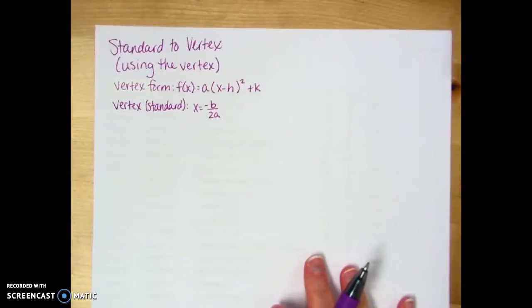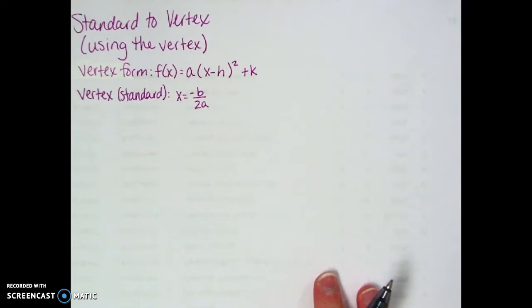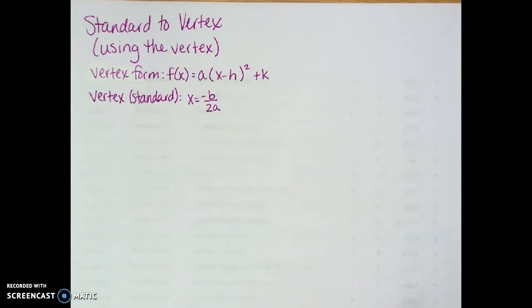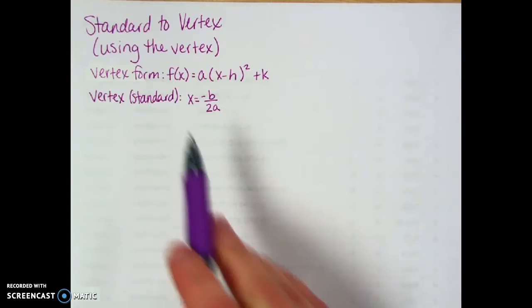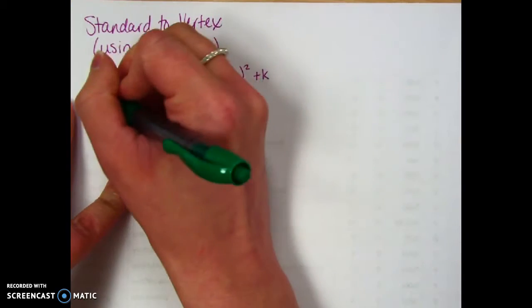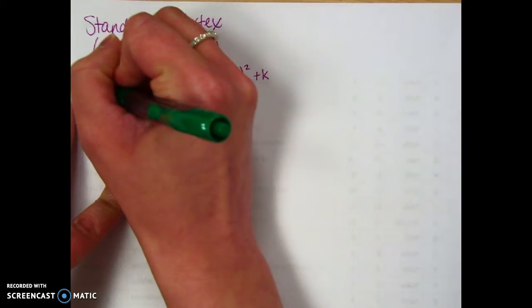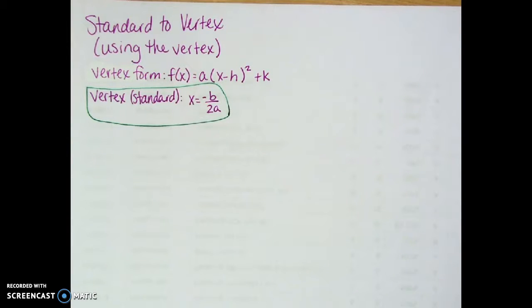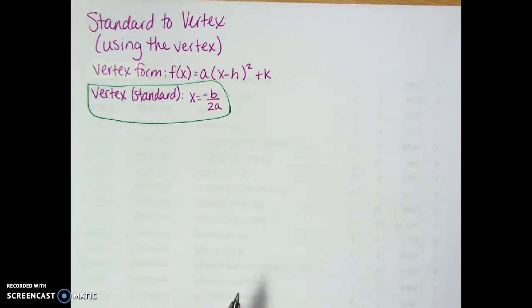Okay, so let me get rid of this. And this one is standard to vertex, and this time we're using the vertex. And if you remember back a few weeks ago, you learned how to find the vertex. Let me get a pen here. And remember doing this? You had to use negative b over 2a. Okay, we're going to do that.